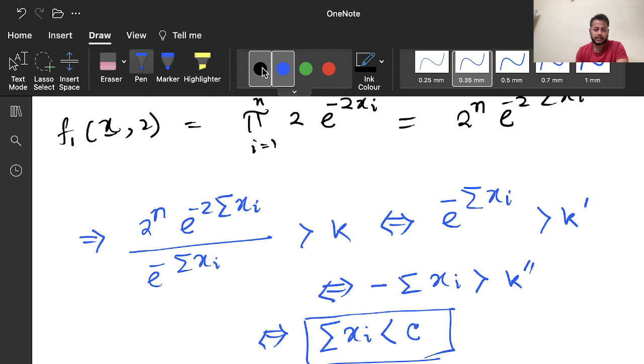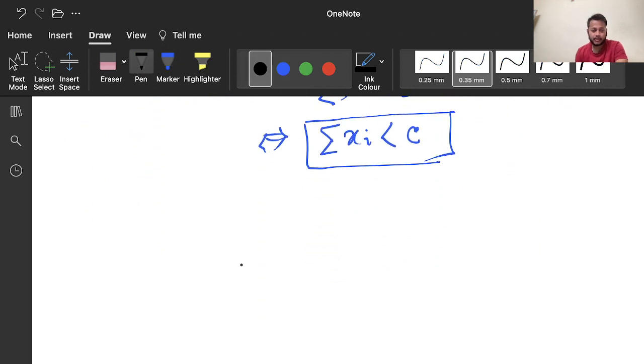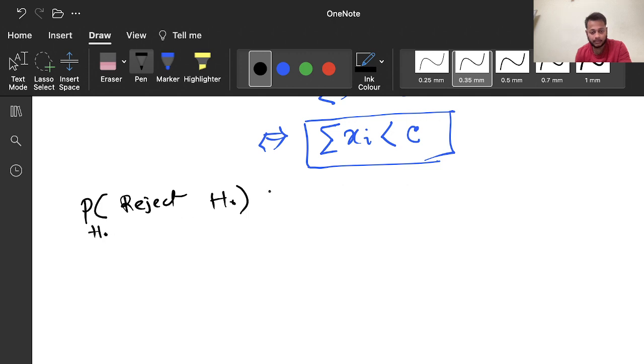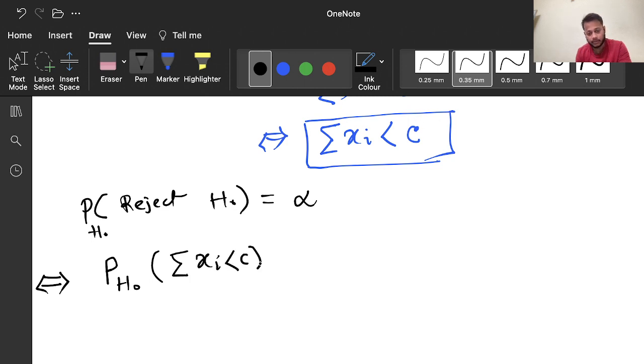reject. Now let's calculate, if this is the test, what is the type 1 error, that is, the probability of rejecting H0 under the hypothesis H0, which is alpha. So when will we reject? The probability under H0, if these conditions are satisfied.